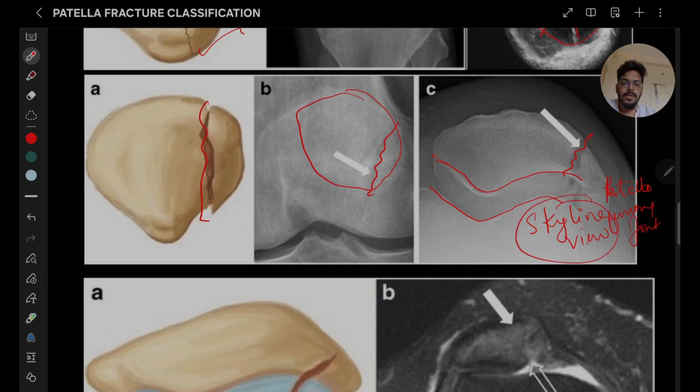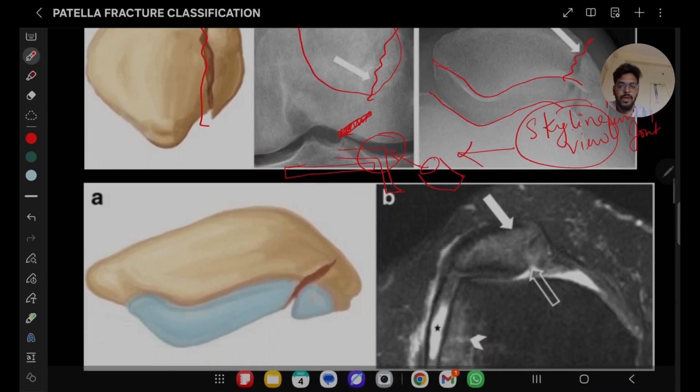How it is taken is, the patient flexes his knee, or the patient lets the knee hang at the table. Okay, this is the table. Here will be the film. There will be the X-ray film, and here will be the X-ray box, and he will be shooting in this direction. This is the direction, and here will be the X-ray like this. This is the skyline view, to show the patellofemoral joint.